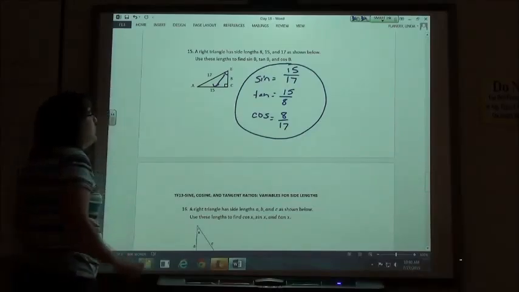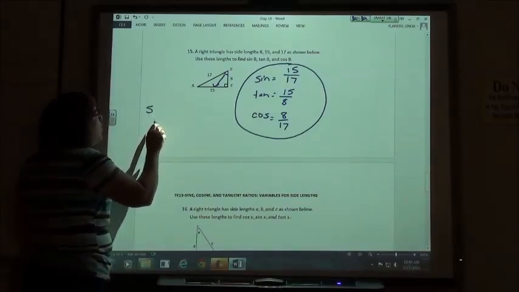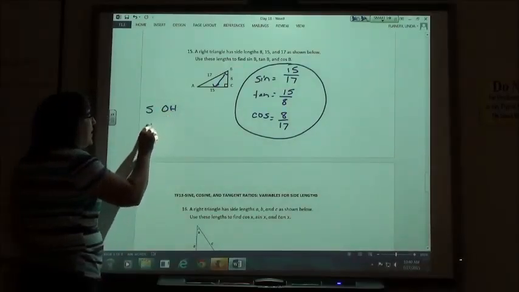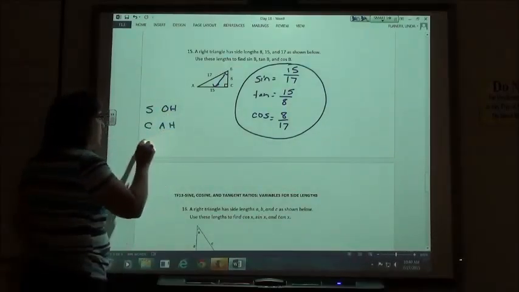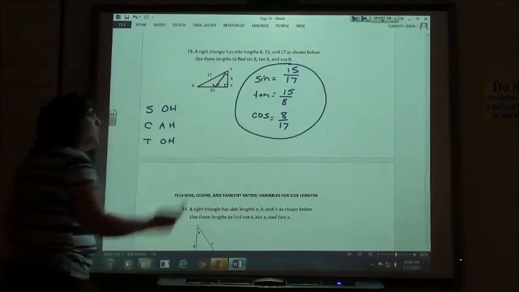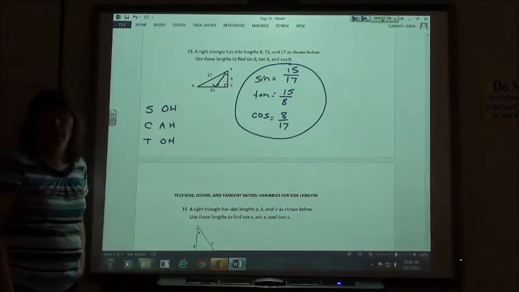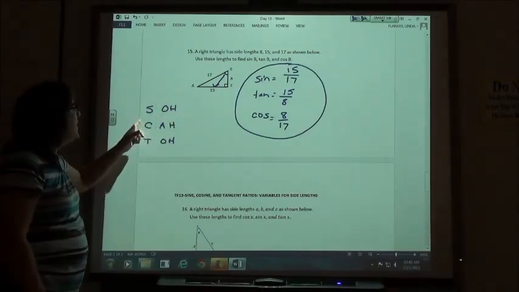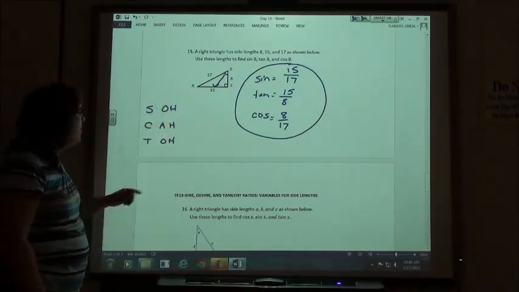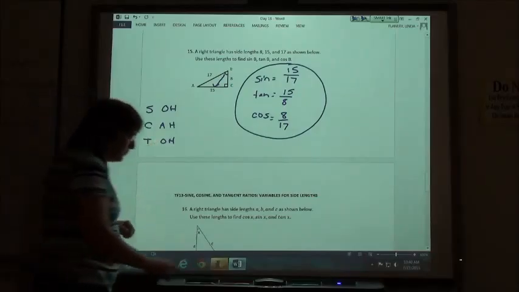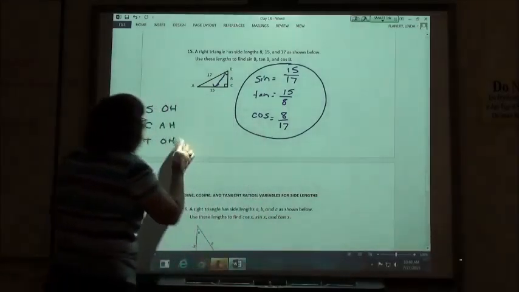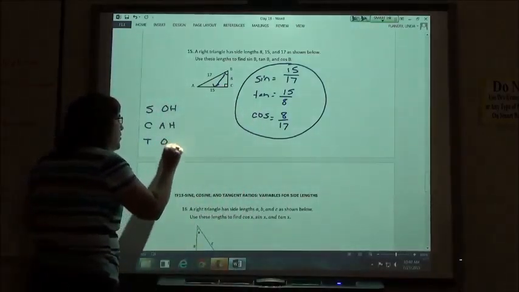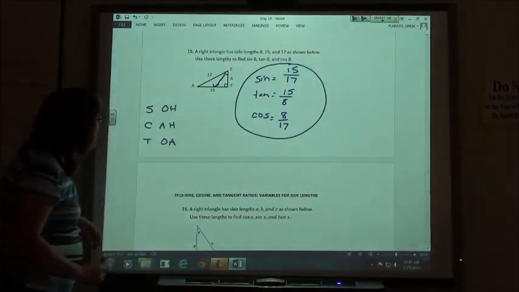So some things do this. They say SOHCAHTOA, soh, opposite over hypotenuse, cah, toa, SOHCAHTOA. I have a sock on my toa. Soh, opposite over hypotenuse, cah, cosine, adjacent over hypotenuse, tangent. No, that's the wrong thing. Tangent, opposite over adjacent, toa.